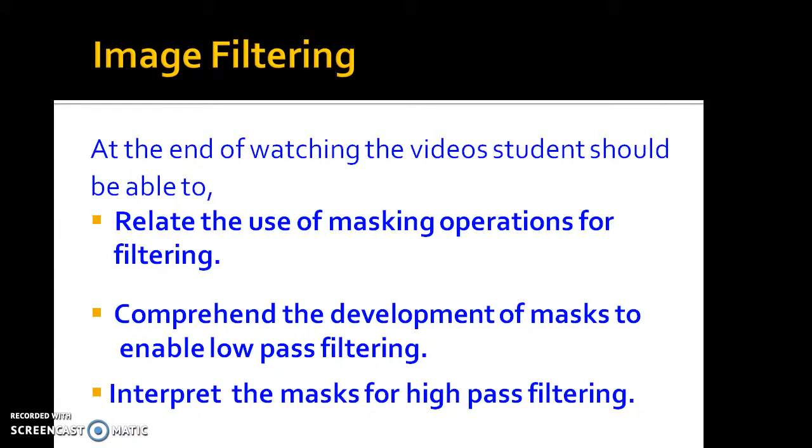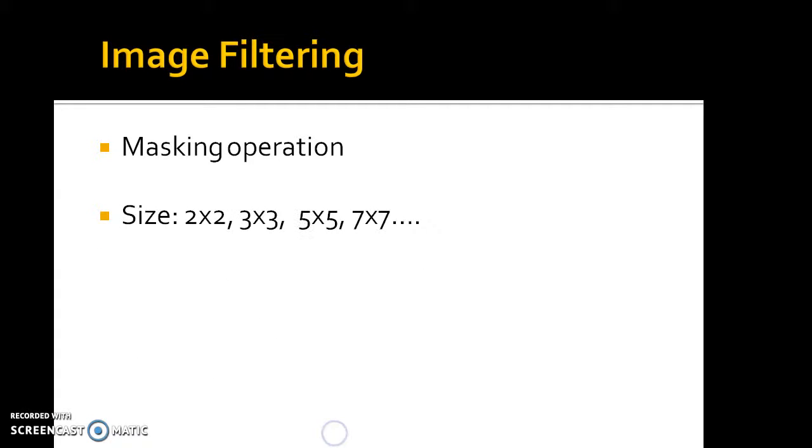Now, before we go to comprehending the masks for low-pass and high-pass filtering, let us recall how image filtering is done. As we know, image filtering requires a masking operation. There is a mask, and this mask has to be convolved with the image. The size of the mask can be 2 by 2, 3 by 3, 5 by 5, 7 by 7 and so on. That size of the mask will be convolved with that particular size of the image.